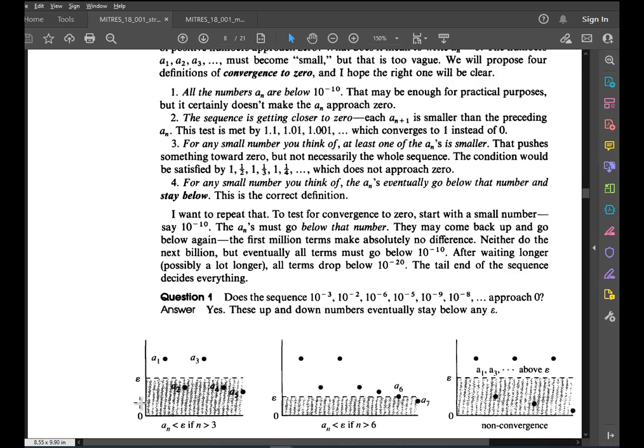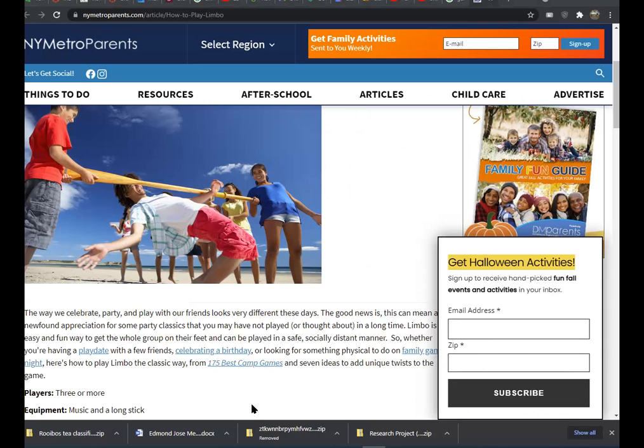So it kind of reminds me of the game of limbo, where you have a stick and you have to make sure you go under the stick. Now what this is saying is that no matter how low the limbo line is, eventually you can learn how to go below the limbo stick. Right. So if you want a picture of limbo, I'll show you.